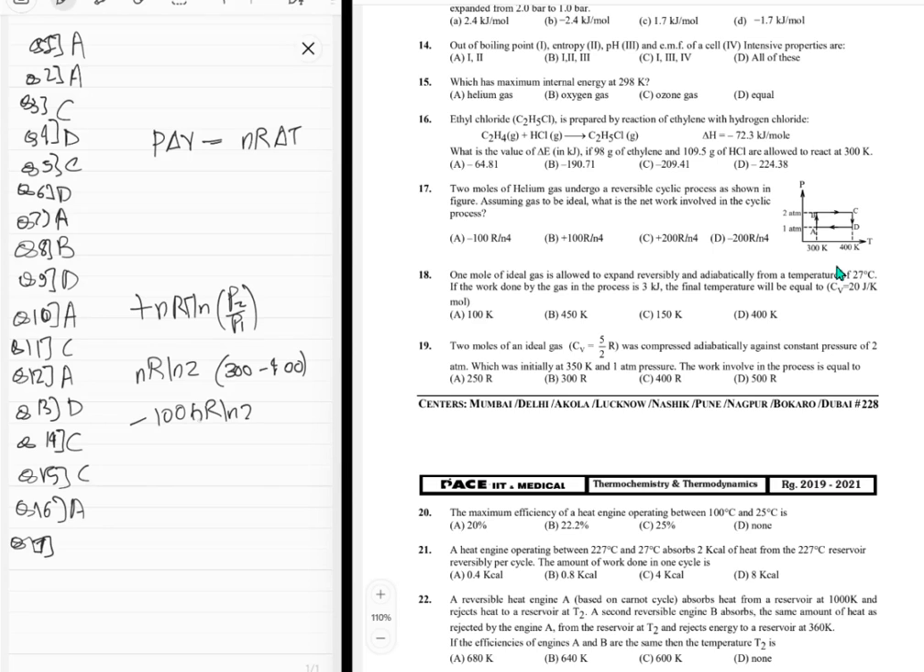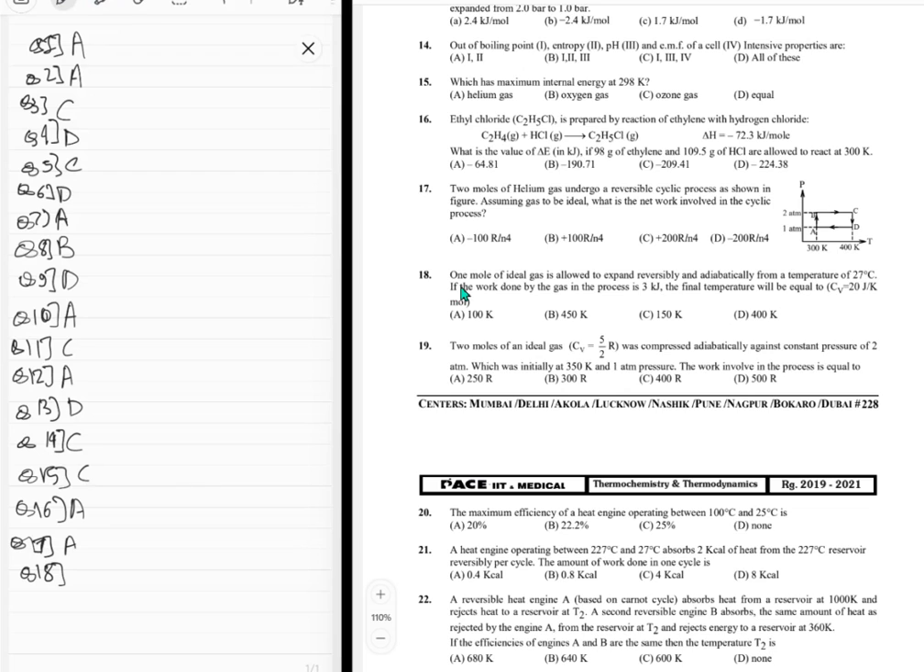And 2 moles of helium, so it's going to be negative 200 R natural log 2. So no, not natural log 4. Okay, then you can write it as negative 100 R natural log 4 as well. That also works. And that's A, 17th A. Question number 18.